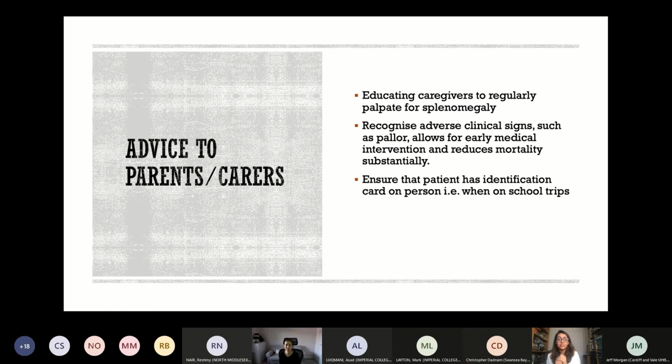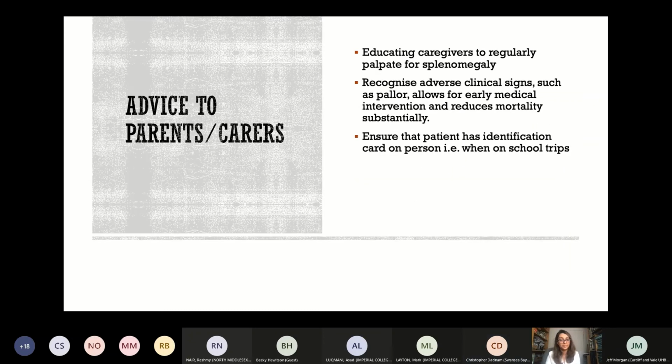So in terms of advice to give to parents and carers, educating caregivers to regularly palpate for splenomegaly, as we've said, advise them to recognise clinical signs such as pallor, to allow them to go to their closest hospital or to seek medical attention quickly, and to ensure that the patient has identification cards or bracelets or something on them that teachers are aware of when they go on school trips or when they're out of area. So just things to always reiterate to them, I know parents will know, but just to reiterate to them as well.